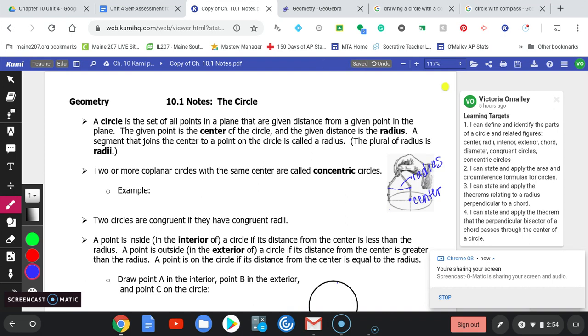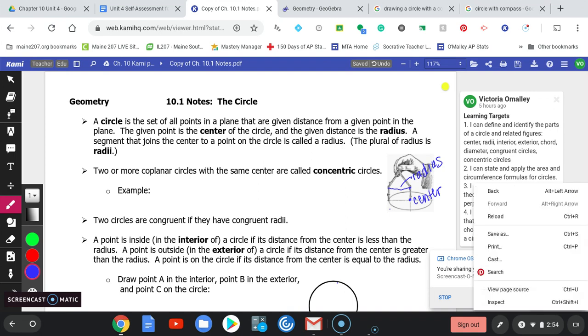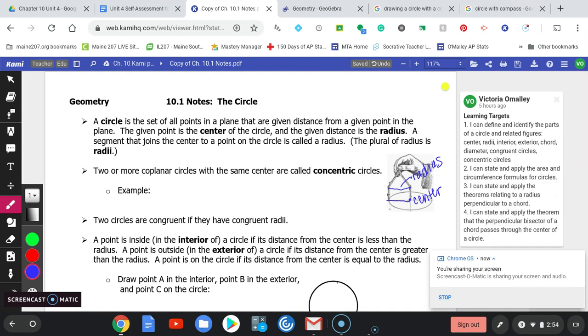Now, another way to use the word radius, in addition to the distance that you keep your compass open, is a segment that goes from the center of the circle to a point on the circle. So all these down here in the figure are also called a radius, and the plural of that would be radii.